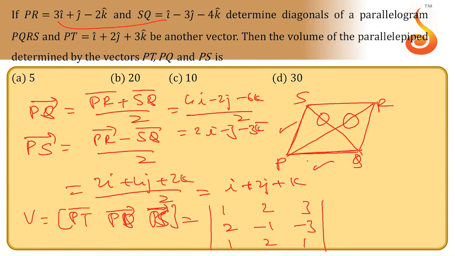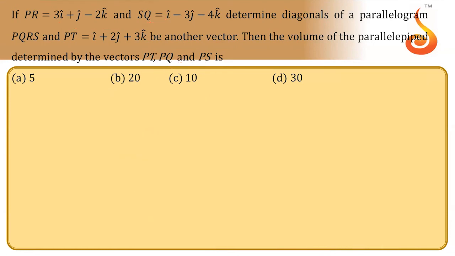So the volume of the parallelepiped comes to 10. Okay, I will solve it. 1 into minus 1 plus 5 comes. Minus 2 into 2 plus 3, 5. Plus 3 into 4 plus 1, 5. 20 minus 10, 10 comes. Yes, 10 is the right answer. That's correct. Okay, fine. Leave it. Next question.